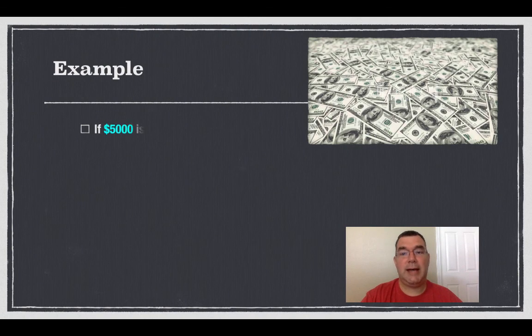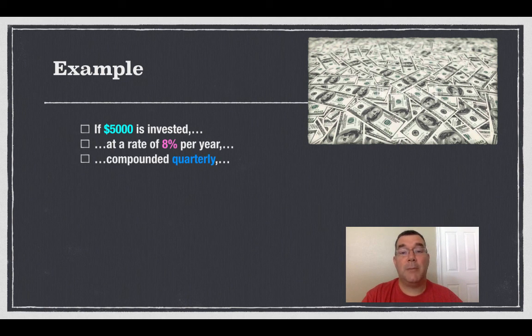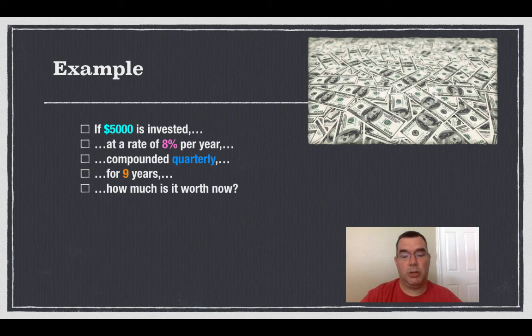So let's use that equation to solve this problem. $5,000 is invested at a rate of 8% per year. Okay, it is compounded quarterly. That means 4 times a year, every 3 months. And that's going to happen for 9 years. How much is it worth now?